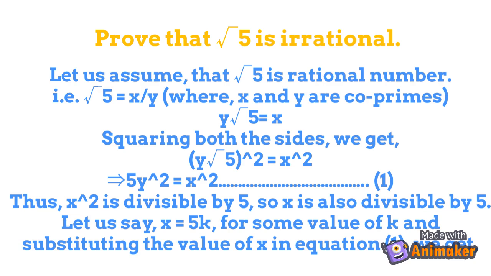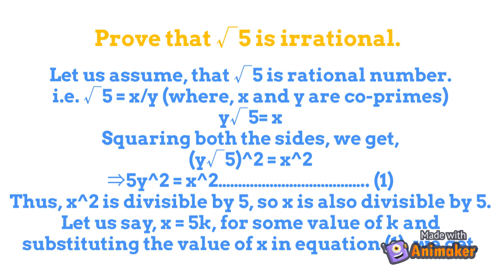Our first problem is that we need to prove that root 5 is an irrational number. Before proving that root 5 is irrational, we need to assume that root 5 is a rational number. If it is a rational number, then we also need to take its co-prime form, that is p by q. Here I took x by y as its co-prime.